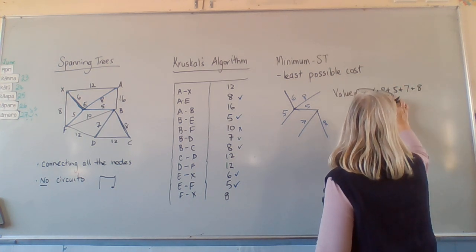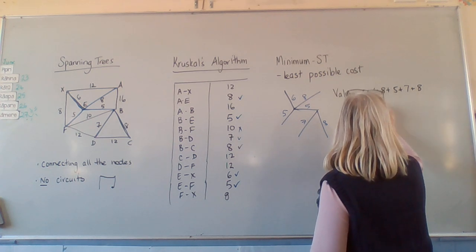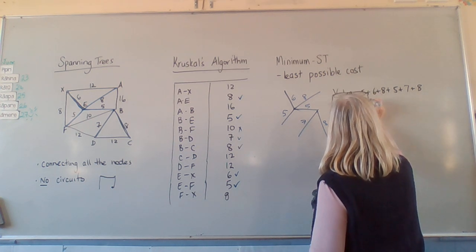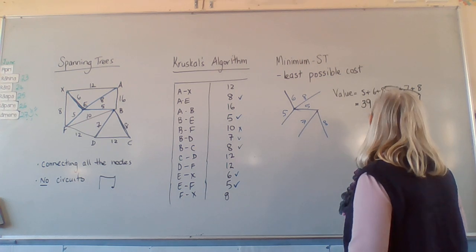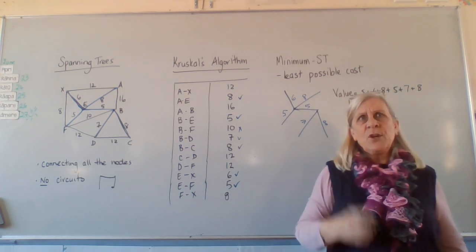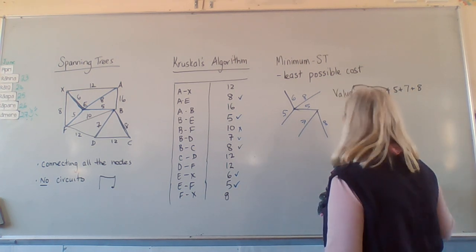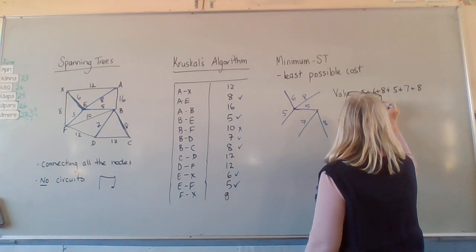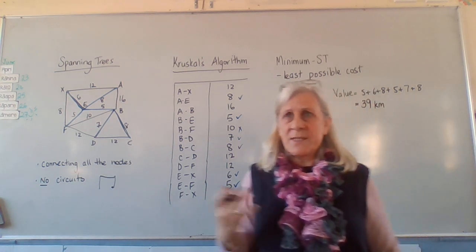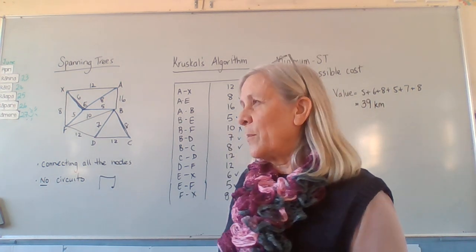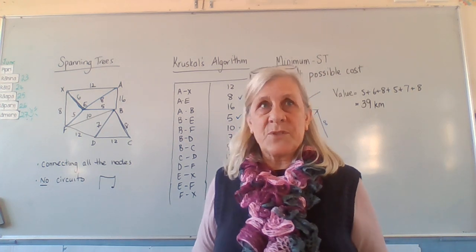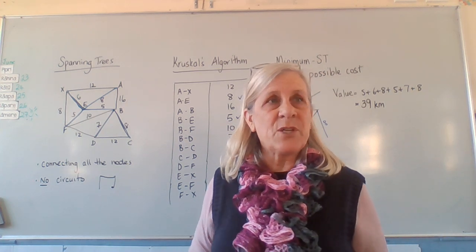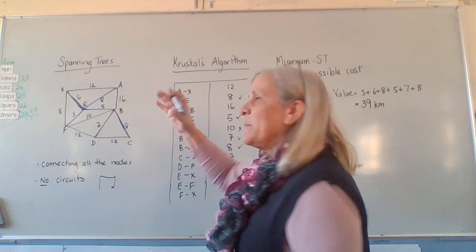11, 19, 24, 31, 39. Right. 31 whatevers. Let's say it was kilometres. All right, it will have a unit of some sort. It will be dollars, or it will be kilometres, or it will be kilograms, or whatever it happens to be, some sort of measurement. All right, so that's a minimum one.